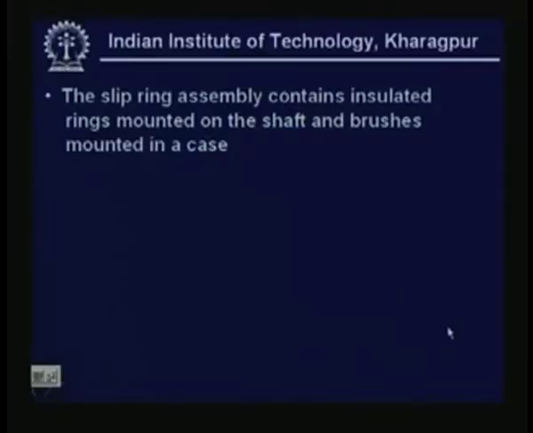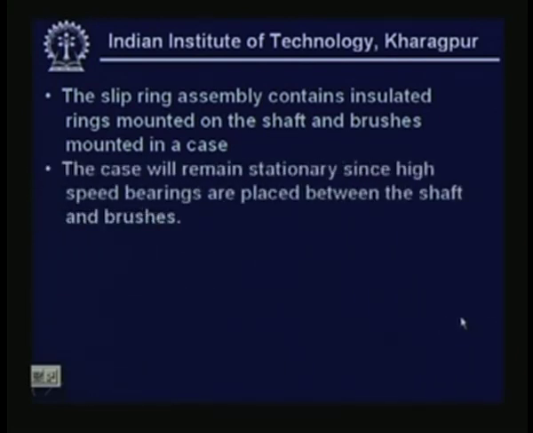Now, the details of the slip ring method. The slip ring assembly contains insulated rings mounted on the shaft and the brushes mounted in a case. The case will remain stationary, since high speed bearings are placed between the shaft and the brushes, right.